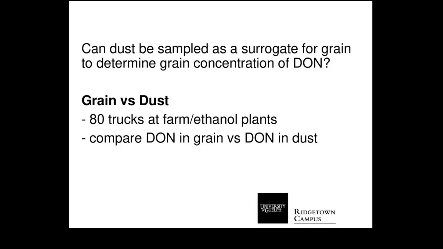Another thing that we looked at is, can dust be sampled as a surrogate for grain to determine grain concentration of DON? In other words, dust is a whole lot easier to sample. You don't have to grind it. You can use a vacuum, and you can sample the whole load from start to finish and have a very representative sample. And so we tested this out looking at samples from 80 trucks from different farm and ethanol plants, and we were comparing the DON in the grain versus the DON in the dust.